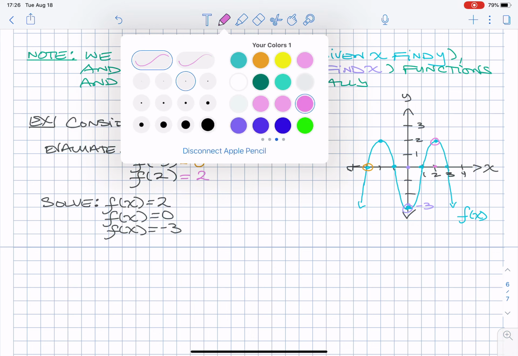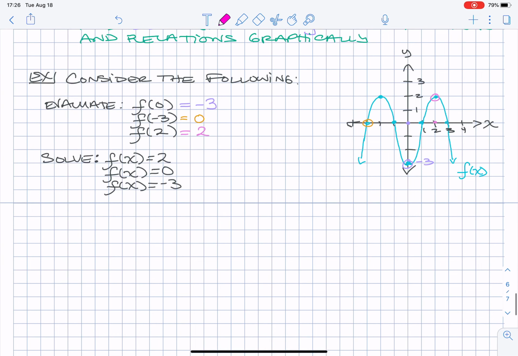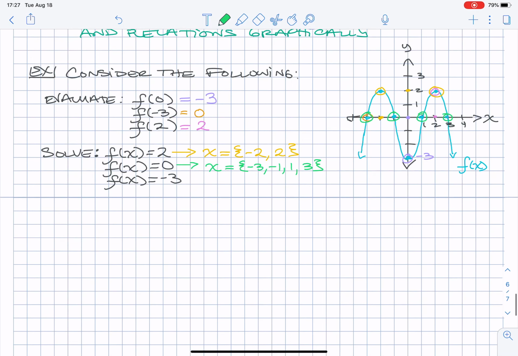Okay, so now let's go over here. Maybe yellow? So we want that y is 2. So y is 2. It looks like there's 2 places where y is 2, at x being -2, right here, and +2. So we've solved for x. Now, when y is 0, well, that's on the x-axis. There's 4 values of x for which that's true. So that would be when x is -3, -1, +1, and +3. So those are the values on the graph at which y is 0.